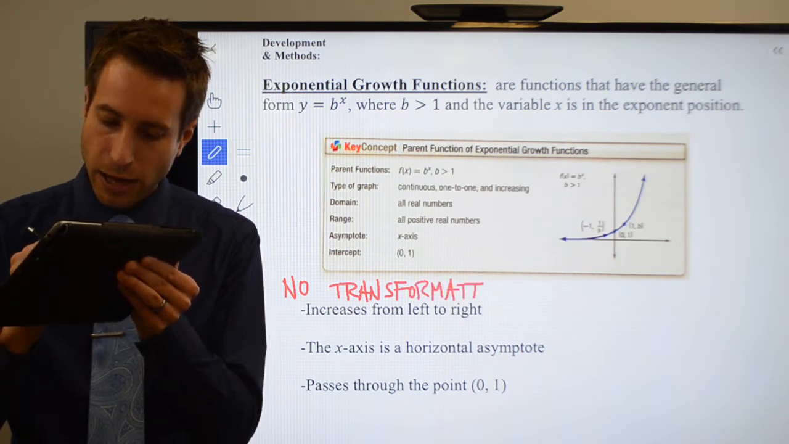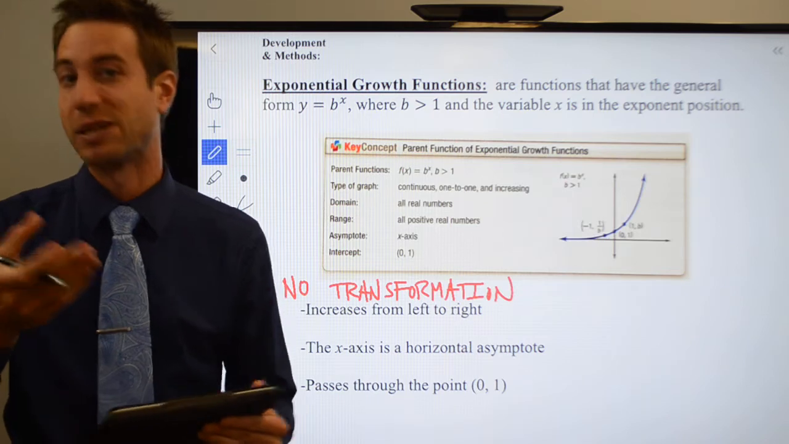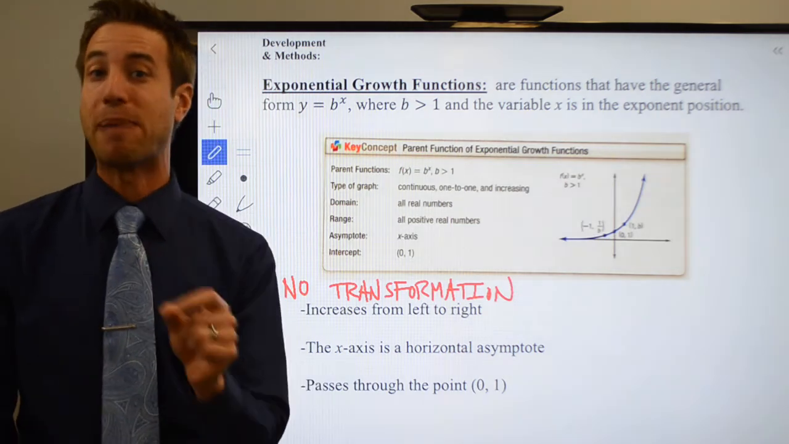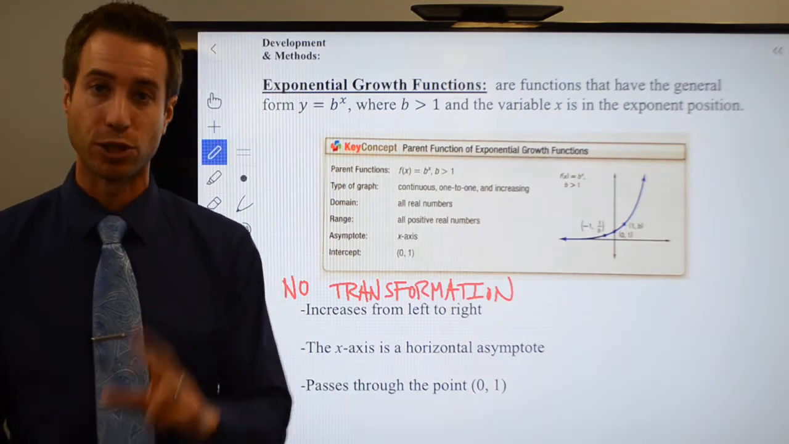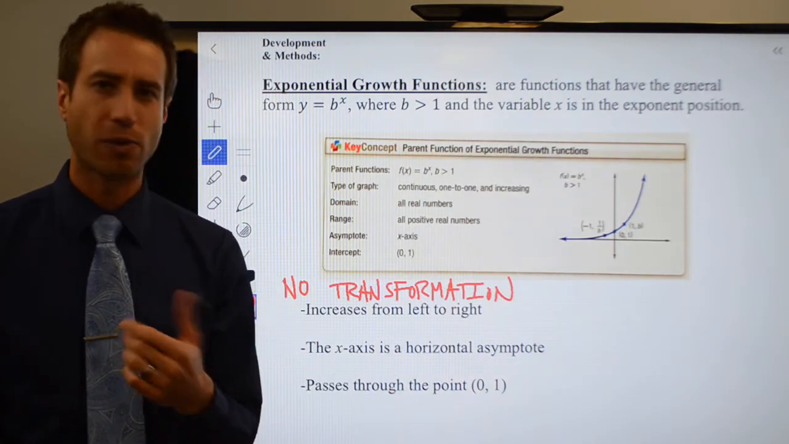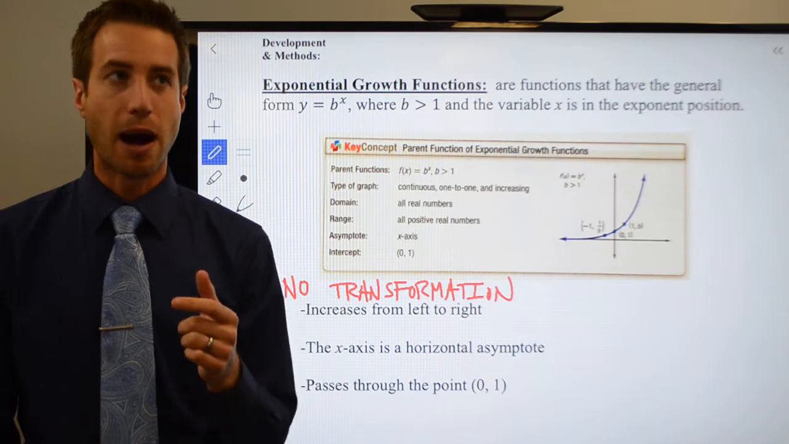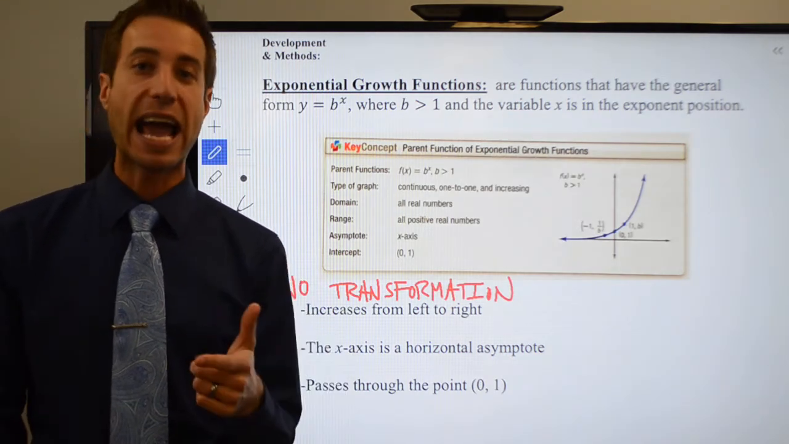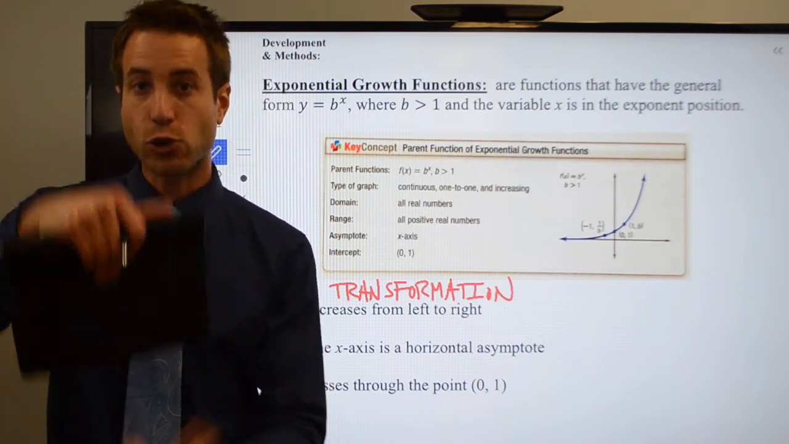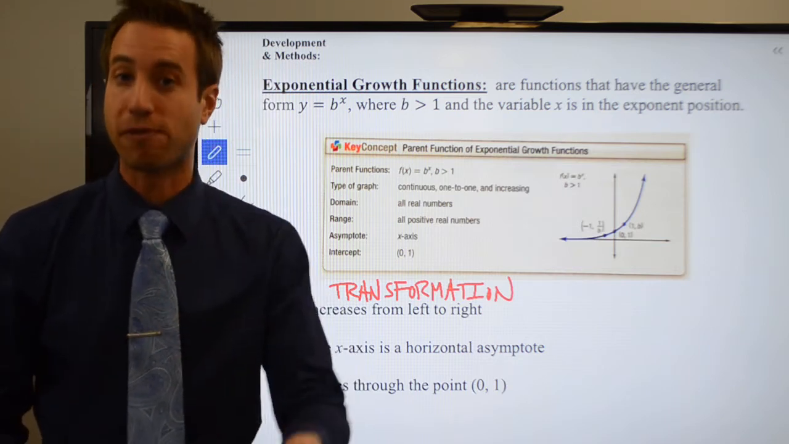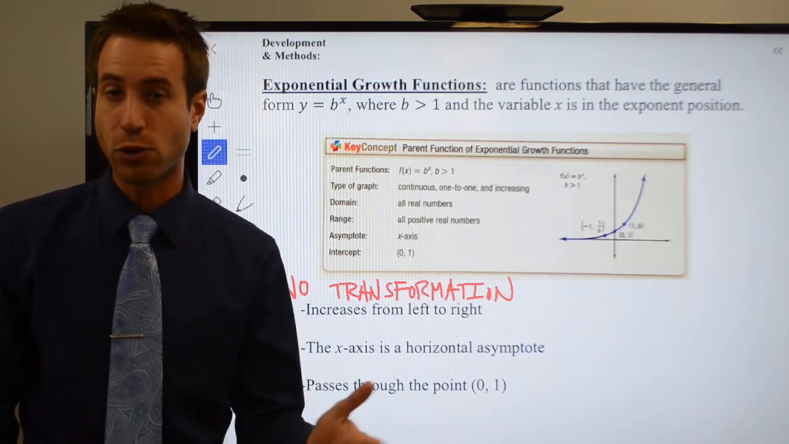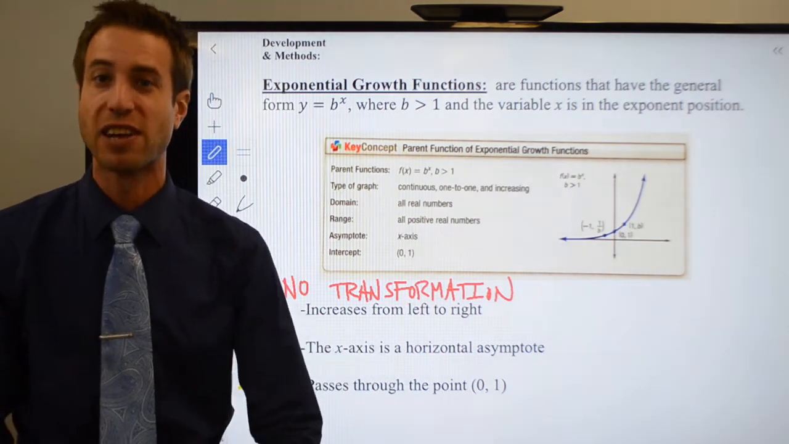Now, we've done transformations in pretty much every chapter here in Algebra 2, starting back in Chapter 2. And when I'm talking about transformations, remember, I'm referring to the variables a, h, and k, where a will either vertically stretch or compress the graph, or will be a reflection across the x-axis. H will be a horizontal shift left or right, and k would be a vertical shift up or down.